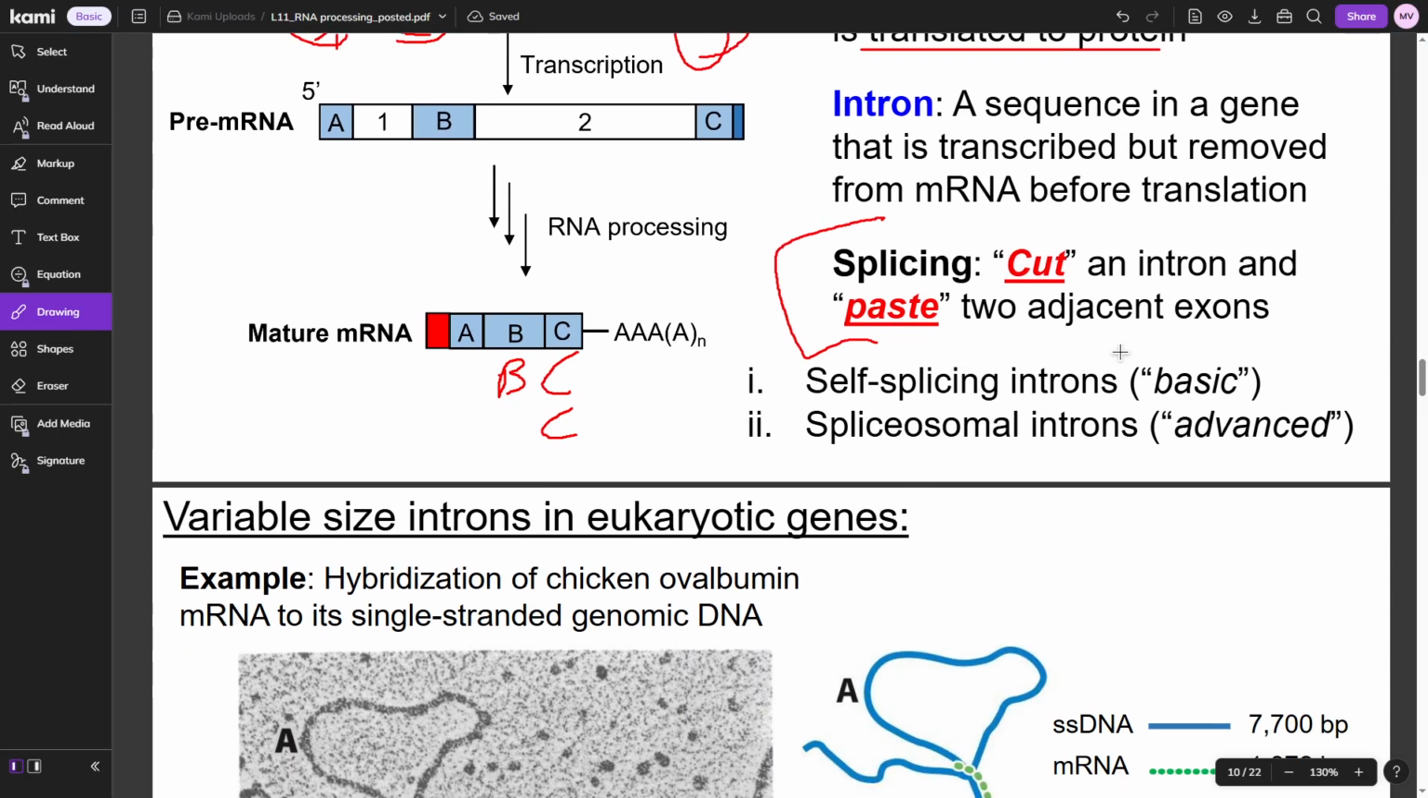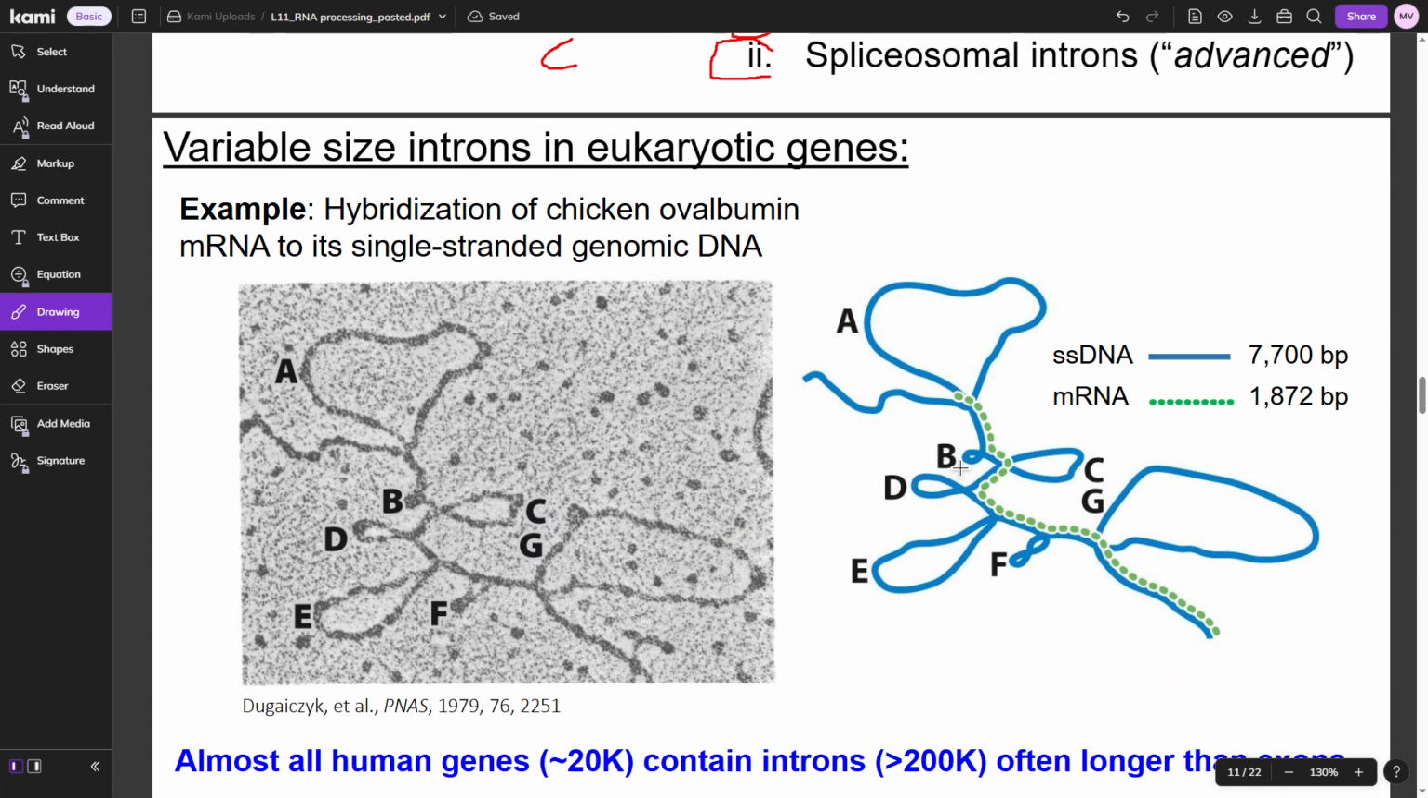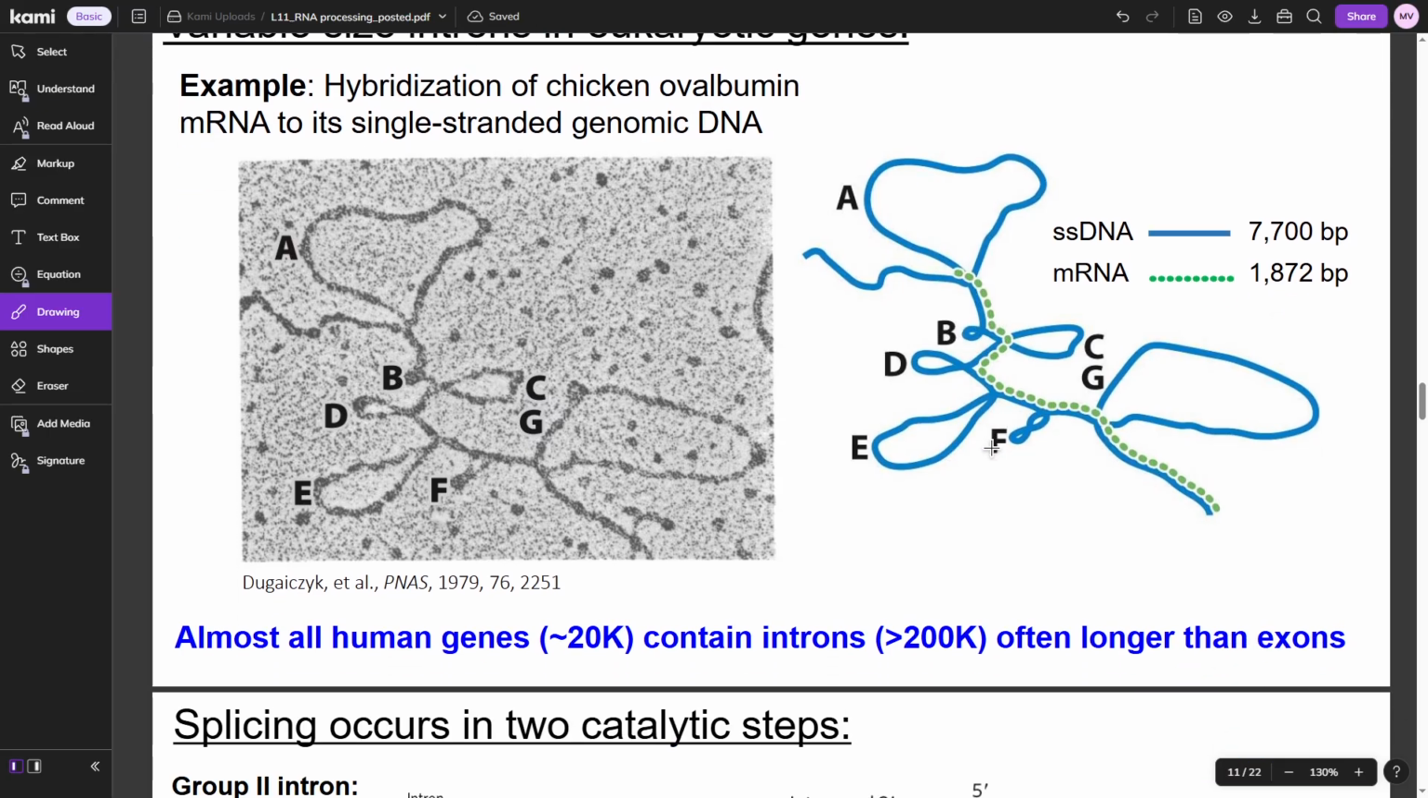There's two types of introns as well, by the way. There's self-splicing introns and spliceosomal introns. Self-splicing introns splice themselves out, and spliceosomal introns need spliceosomes. I'm not going to go over this really. I don't think it's that important, but if you want to take a look at this more, you can take a look at it in your lecture.